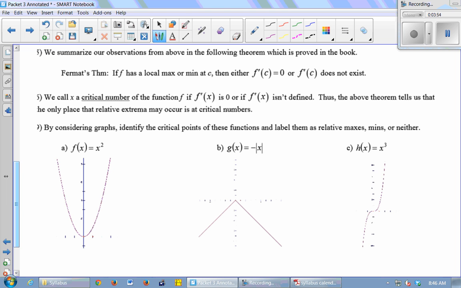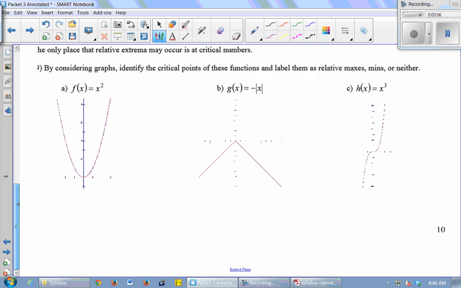Okay, so let's take a look at these graphs and just identify critical points of these functions. What is my critical number in f of x equals x squared? 0. It's the x value when the function has a horizontal tangent line or a derivative that's undefined. So my critical number would be x equals 0. Is it a max or a min? Relative min.